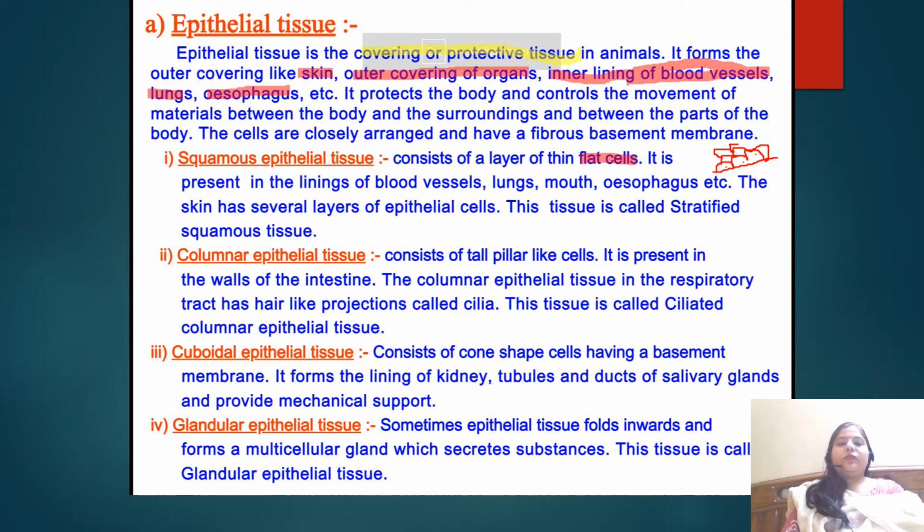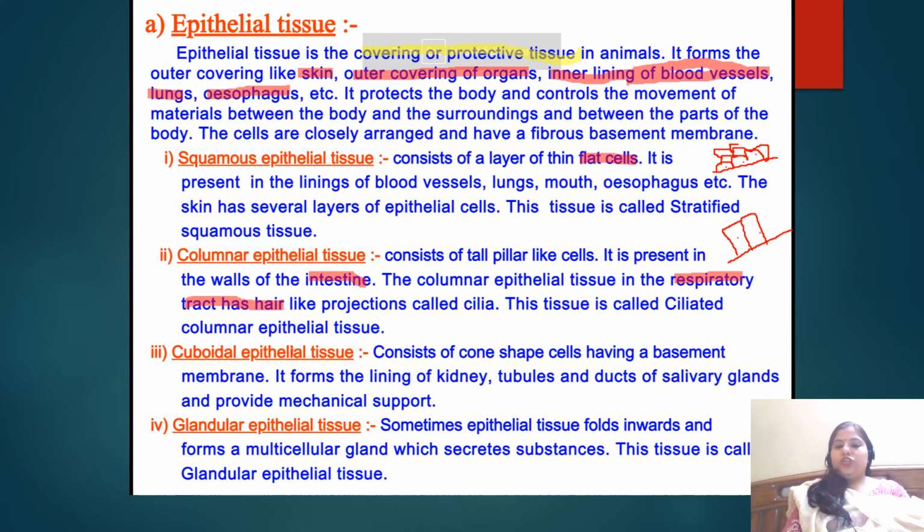Next is columnar epithelial tissue. Columnar means they are column shaped, like this, on one baseline without spaces. They are pillar like, and they are present where? They are present in the walls of the intestine and in the respiratory tracts. If they have hairs, then they are called ciliated columnar epithelium, as we have in the nose. In the nose we have hairs, and therefore which type of tissue is present in the nose? It is ciliated columnar epithelial tissue, right?